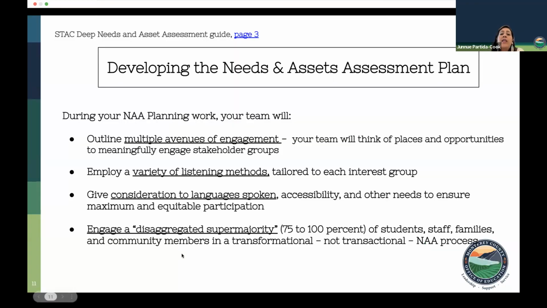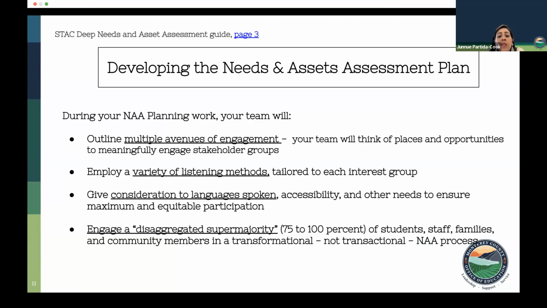Okay, so developing the needs and assets assessment plan. Again, I just wanted to reemphasize that on this work, your team will outline multiple avenues of engagement. You'll think of places and opportunities to meaningfully engage stakeholders, employ a variety of listening methods. So you want to make sure you tailor them to each group.